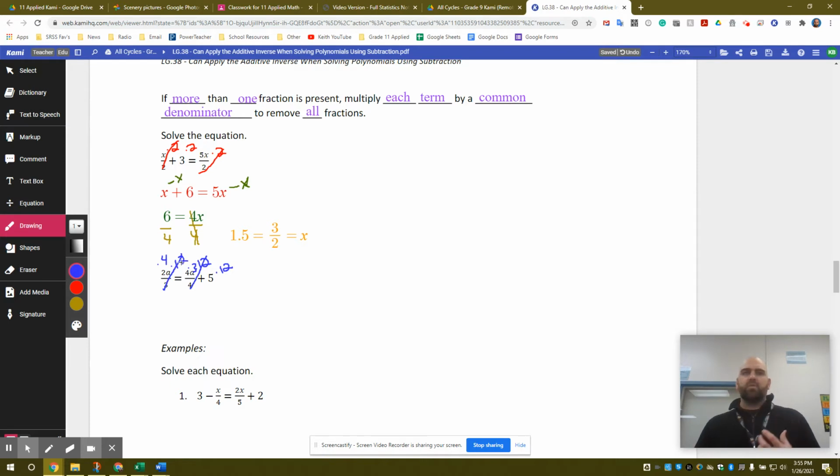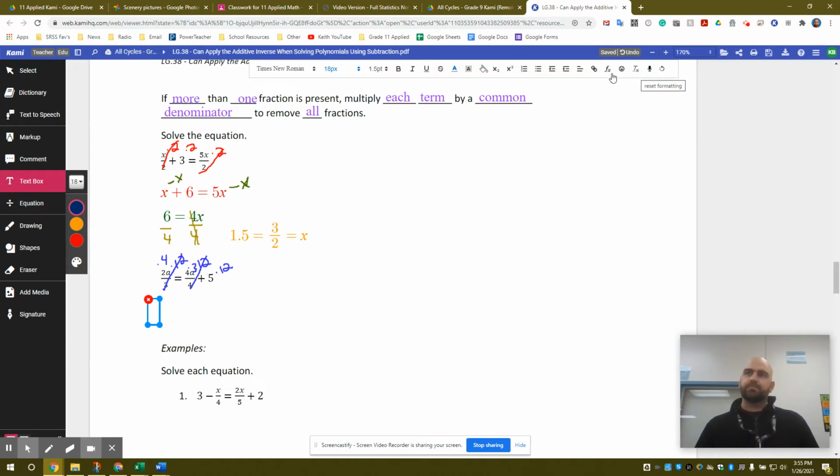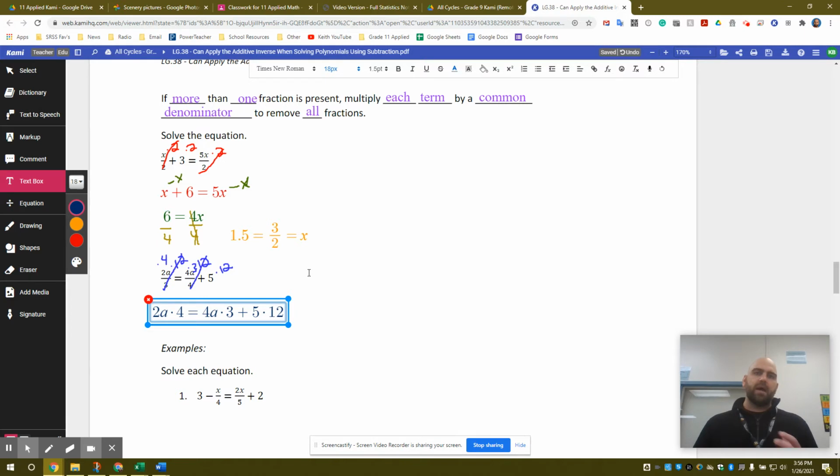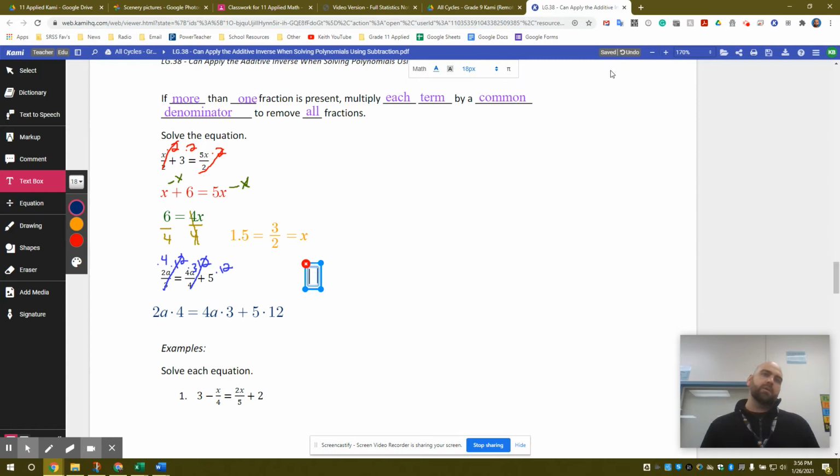So instead of multiplying by 12, 12 divided by 3 is 4, so we multiply by 4. What we're going to get there, and I'm going to write this out in terms that make a little more sense, is 2a times 4 is equal to 4a times 3 plus 5 times 12. That's what got rid of our denominators, but we're multiplying by something a little bit different. We're not just multiplying by the same thing. It's going to depend on the term and what is canceling out.